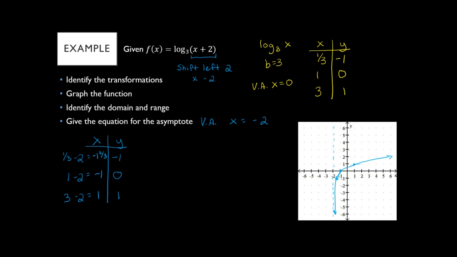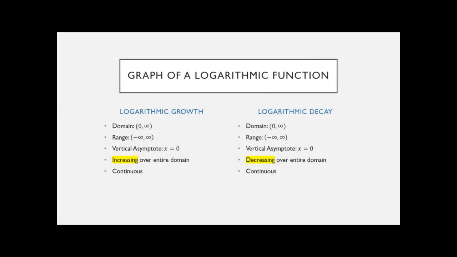So I've identified the transformations, I've graphed, and in order to get my graph, I had to give the equation for the asymptote. So the last thing that we need to do is identify the domain and the range. So our domain, if we can go back to our table here, we have something that's growing because it's getting bigger as it goes to the right. Our domain is usually 0 to infinity.